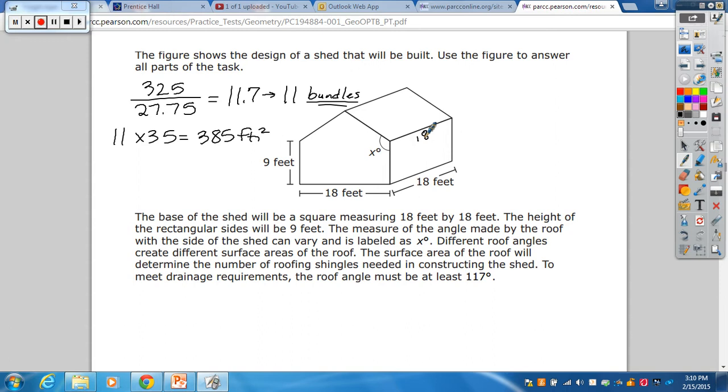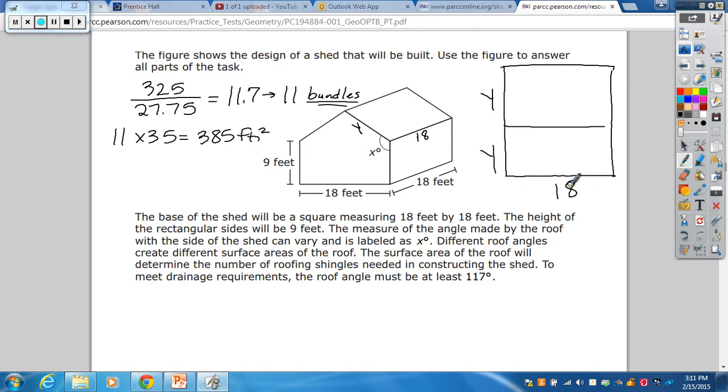So we know that this length is 18. I'm going to label this length again Y, and I'm going to redraw my roof so that we can see everything that's going on here. We know that this length is Y, we know that this length is Y, and that this length is 18. And so as a result, since we know that we can cover 385 square feet, I'm going to take y plus y, which again is 2y, we've done this before, times 18, and set that equal to 385 square feet. If we go ahead and solve for y, we get a length of y to be 10.7 feet.